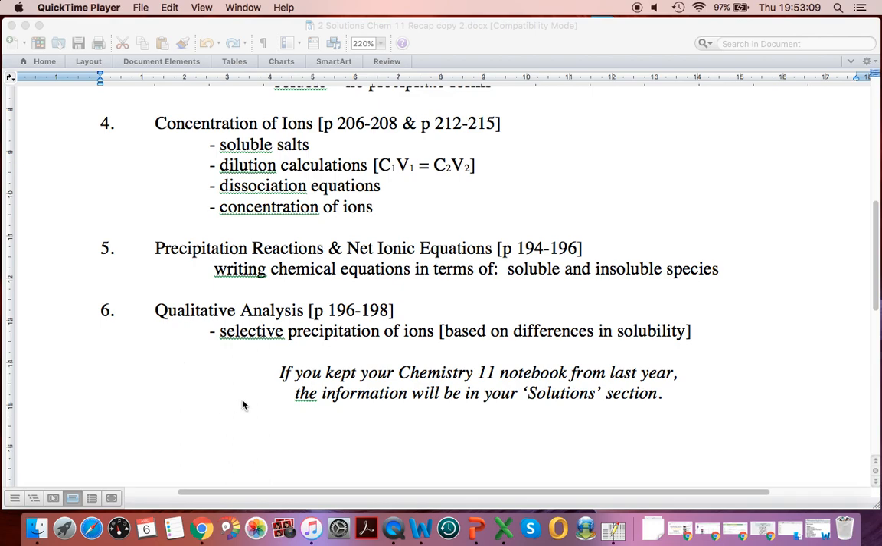So if you don't remember those things, hopefully you didn't throw out your Chemistry 11 binder. You have those notes, so brush up on things.